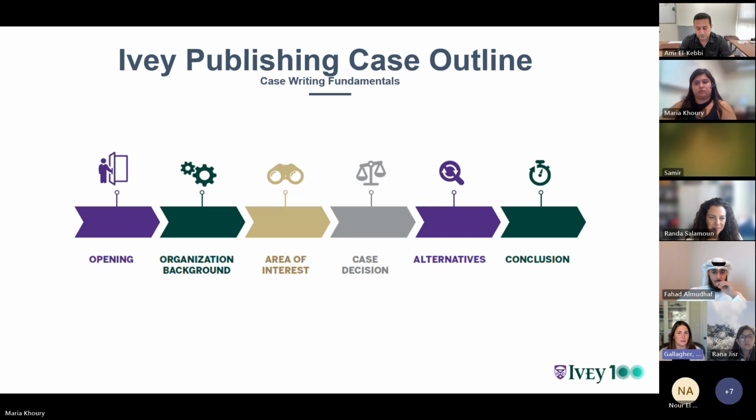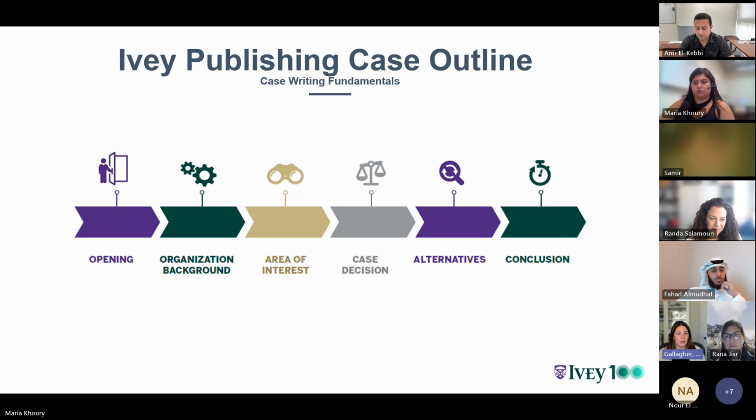So we put an emphasis on the opening paragraph. This is where it introduces the protagonist and the decision point, so your who, what, when, where, and how. You then move into organization and background. This provides a history, an industry, a company overview, major product services, structure, geographical coverage, business units, financial overview, and competition. Anything here that would help tell the story and emphasize the opening paragraph.